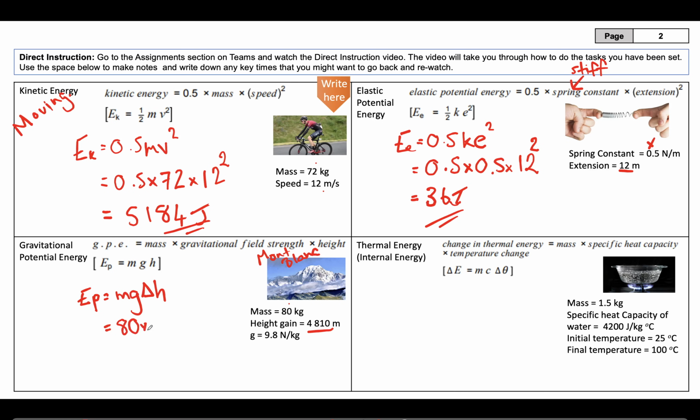80 times 9.8 times 4,810. 80 times 9.8 times 4,810 gives us 3,771,040.